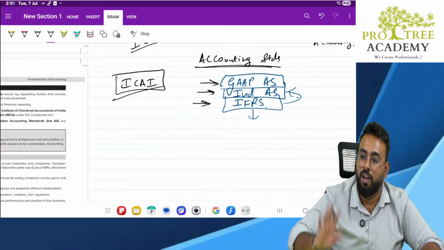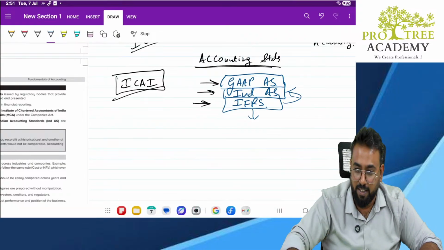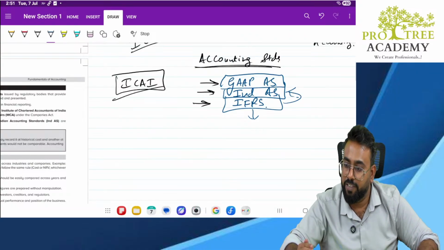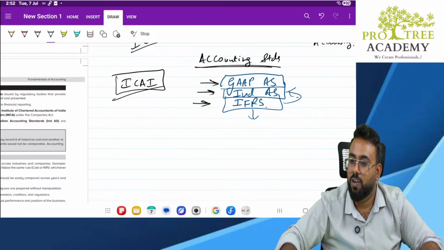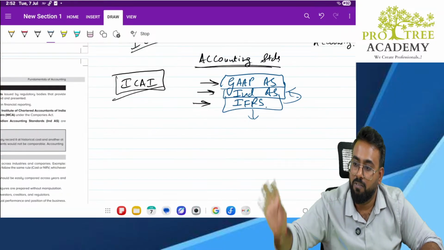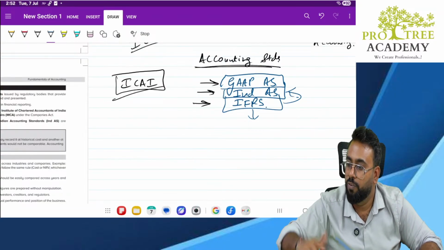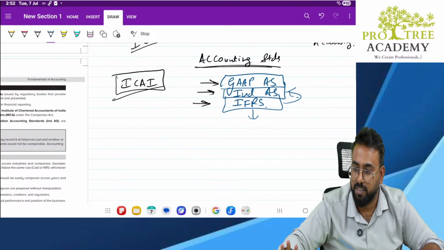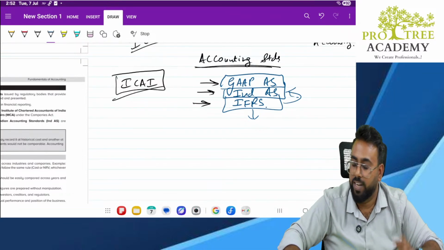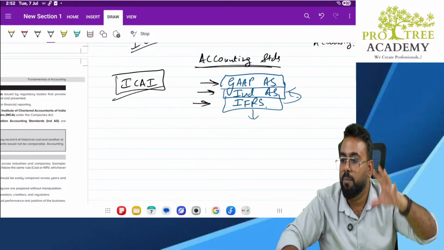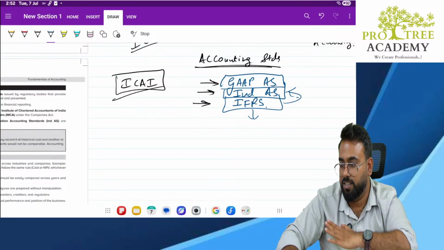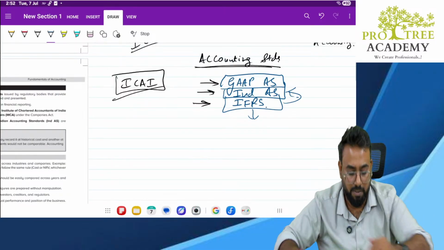So what did we do? Okay, IFRS we need, but we'll do one thing. What is not needed, we'll remove. What is needed, we'll bring in. So we call it carve in and carve out. We will remove, we will add. That's it. So Ind AS is nothing but adoption of IFRS, but with certain modifications. Carve in, carve out. Clear?